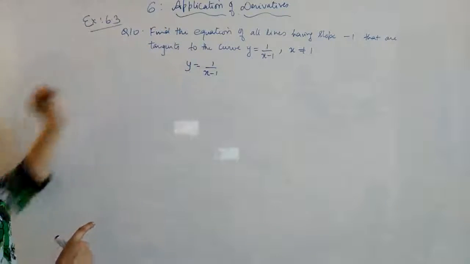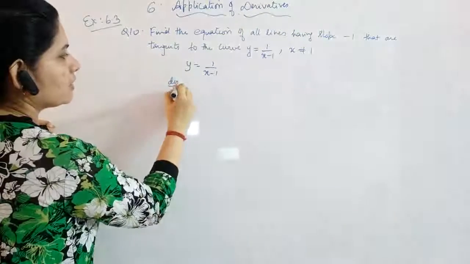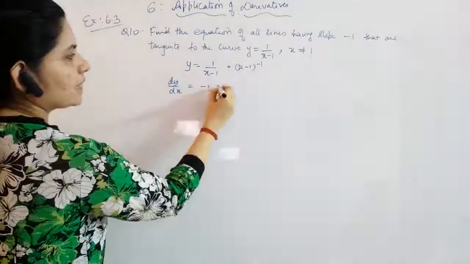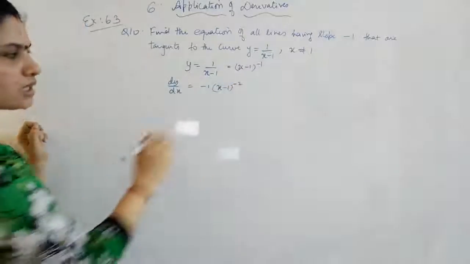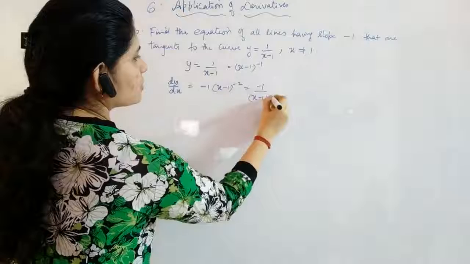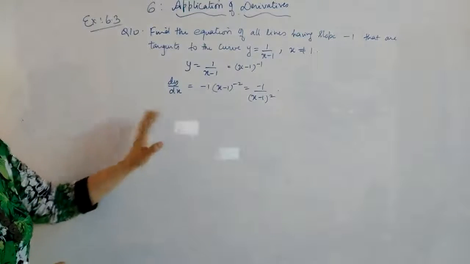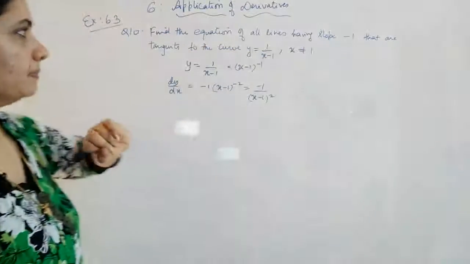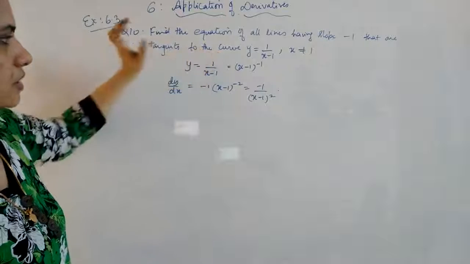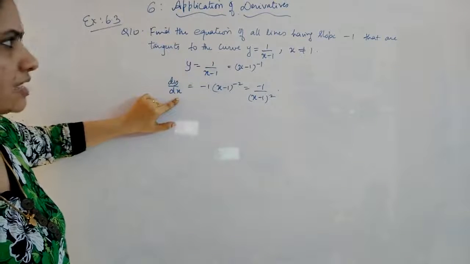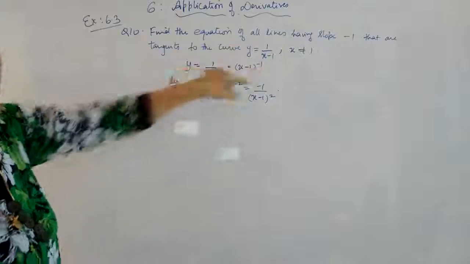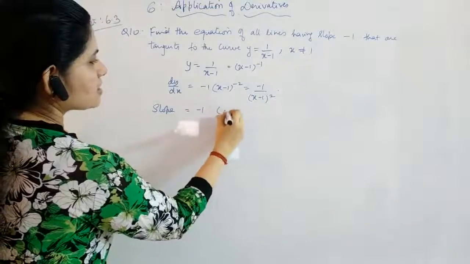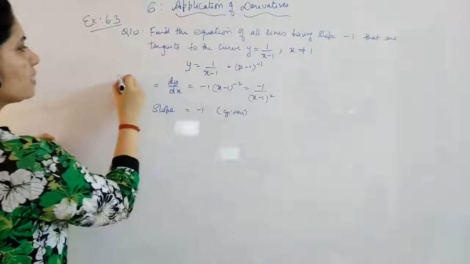Okay. So, y equal to 1 by x minus 1, after differentiating, will give you dy by dx equal to x minus 1 the whole raised to minus 1, so you get minus 1 times x minus 1 the whole raised to minus 2. So minus 1 by x minus 1 the whole square, as you do for 1 by x. Now what they have given: the lines have slope minus 1 and are tangent to this curve. So this is the slope of the tangent, and the slope is given as minus 1, so we will equate this with the slope. Slope is equal to minus 1 is given.